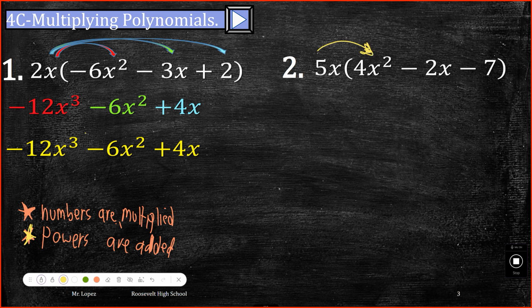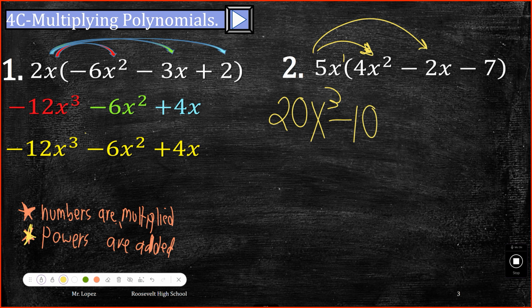5 times 4 is 20. Numbers are multiplied, powers are added. x, 1 plus 2 is 3. 5 times negative 2 is negative 10. x1 and x1, 1 plus 1 is 2, x squared. 5 times negative 7 is negative 35. Just bring down the x.